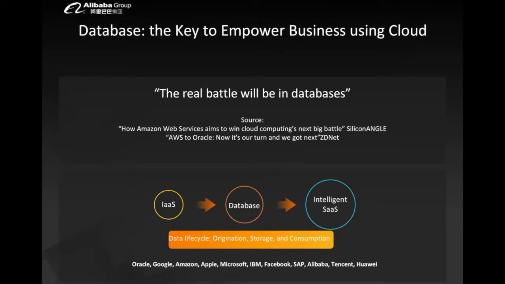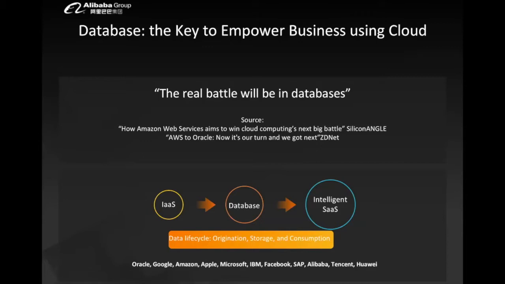So if you look at the position, database actually sits in the middle between the infrastructure as a service, the IaaS, and intelligent application as a service, right? The SaaS layer. Database is right there in the middle. Now, without database, you have your network, you have your storage, you have a whole bunch of VMs, but how do you actually make your data useful?